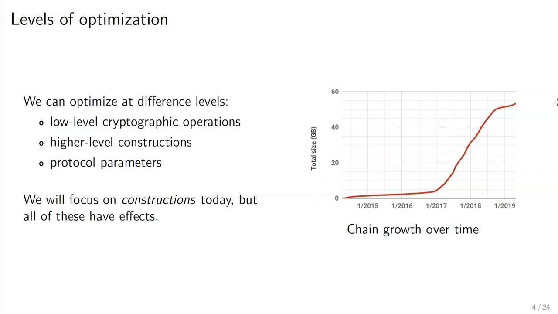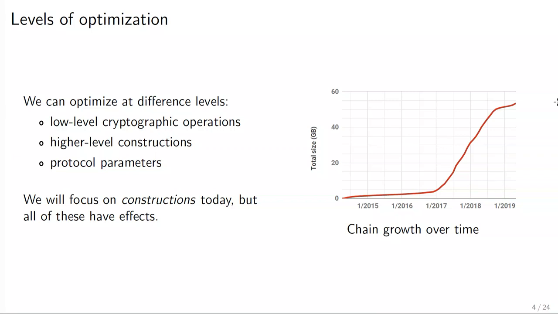And then I also talked about protocol parameters. Those are things that we can kind of just change at will, but that do have an impact on usability. Again, ring size is the most common example. We can change ring size whenever we want according to the protocol, but there's reasons why we might want to change it to certain values or not change it to certain values. So in this talk, I'm going to primarily be talking about constructions, but these other ones all come into play.